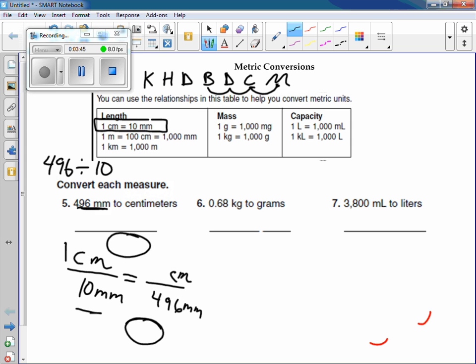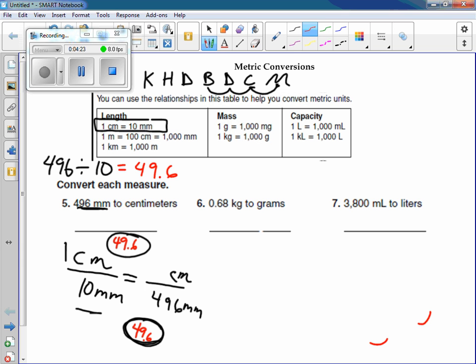And that will give me this number right here. So 496 divided by 10 equals 49 and 6/10. So I know my magic number right here is 49 and 6/10. So 496 divided by 49 and 6/10 will give me 10. If I take 10 and multiply it by 49 and 6/10, I'll get 496. So I need to do that exact same thing for my centimeters, and this will give me how many centimeters 496 millimeters is.